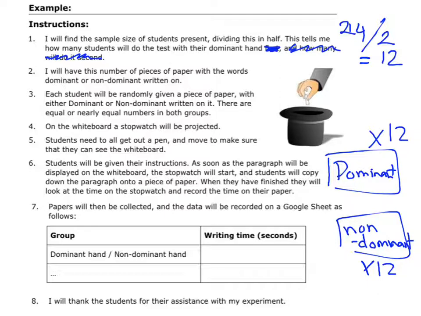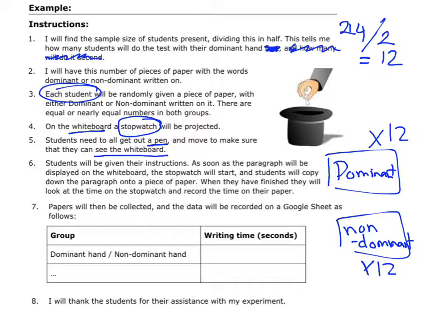Then I'm going to put them in a container, shuffle them around, mix them up so they are random, and then each student is going to randomly be given or choose a piece of paper, and that tells them which hand they're going to write with. Then on my whiteboard, I'm going to use a data projector, and I'm going to put a stopwatch onto the screen so that everyone in the class can see that. I'm going to ask students to get a pen and make sure and move so that they can see the whiteboard. So this is again controlling the conditions. I want to make sure everyone can see it.